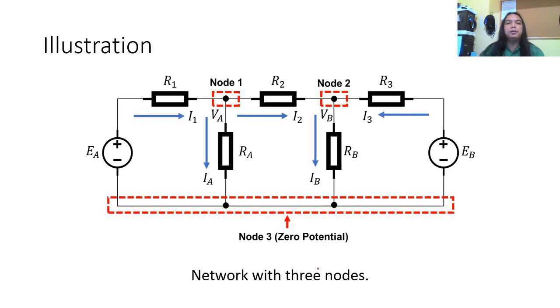Just to illustrate, we have this kind of circuit or network with 3 nodes. We have 1, 2, and 3. As you can see, the connections between branches are considered nodes, and node 3, or the zero potential point, is the connection in which the branches are connected to the negative side of the voltage source.